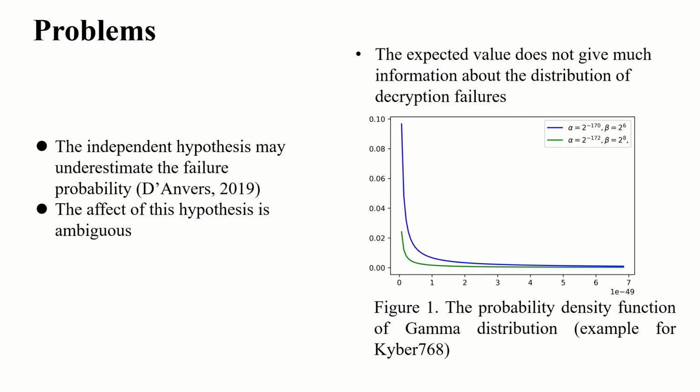However, this does not give much information about the distribution of decryption failure. When a secure website selects a public key within a certain range, its corresponding decryption failure probability may deviate from this expected level, and the secure website cannot know whether the decryption failure probability of the selected public key is higher or lower than the desired level.